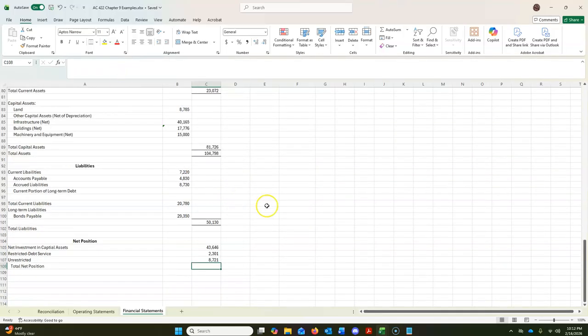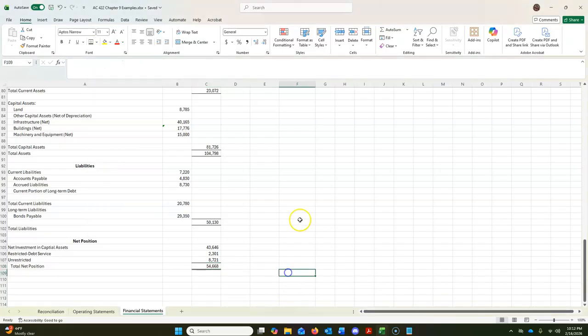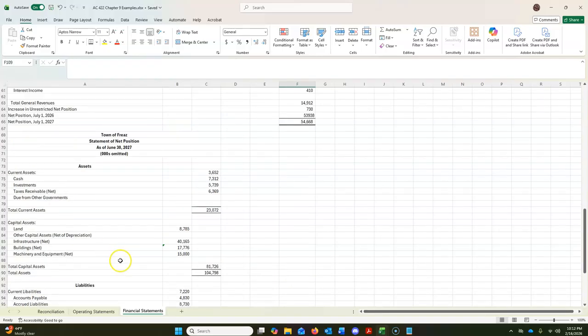And so we get then that our total net position is $54,668. Okay, and those are the financial statements.